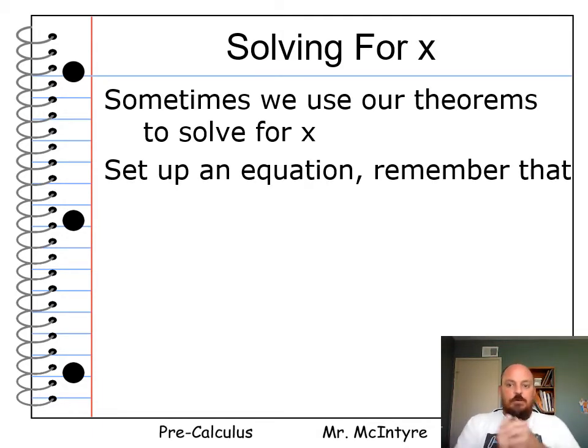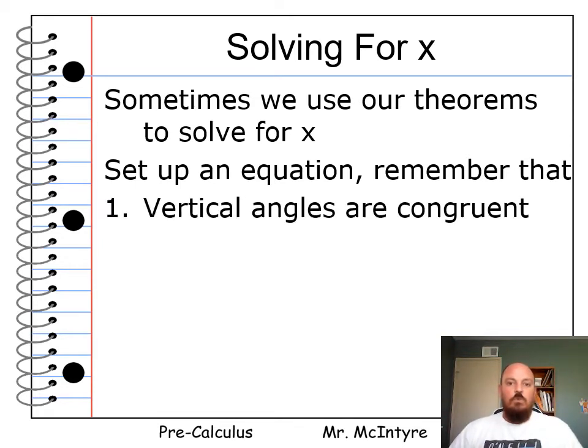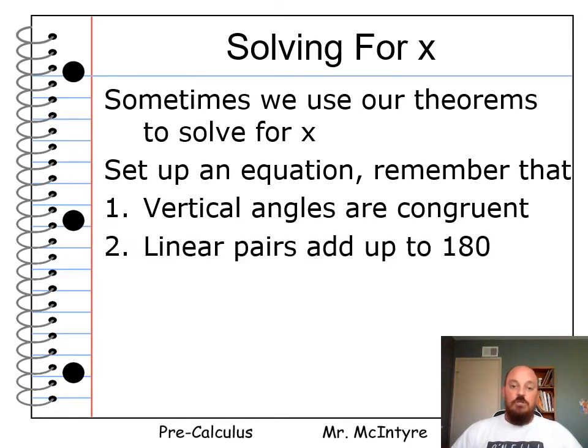Remember our two main rules from yesterday. We learned that number 1, vertical angles are congruent. And number 2, linear pairs add up to 180. Now there are a couple other things you might see, like a right angle is 90 degrees, things like that. So remember all the rules, but these are our two main ones that we're going to focus on today.